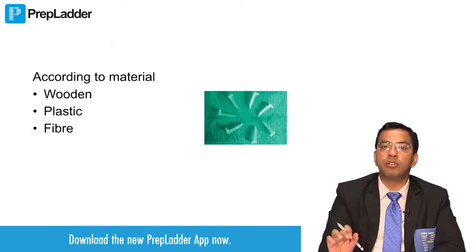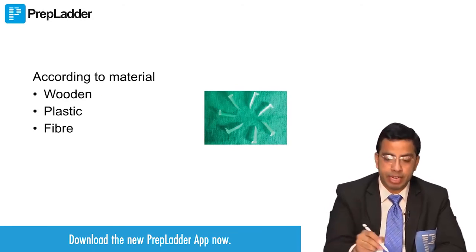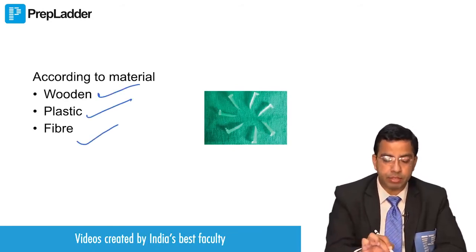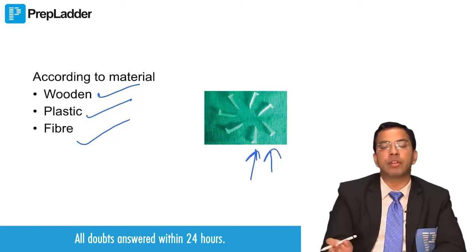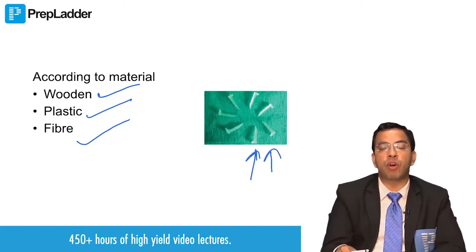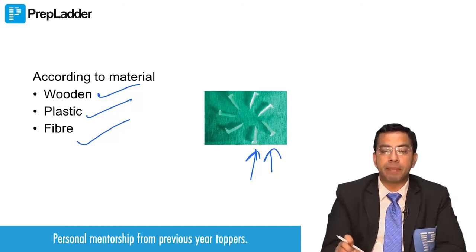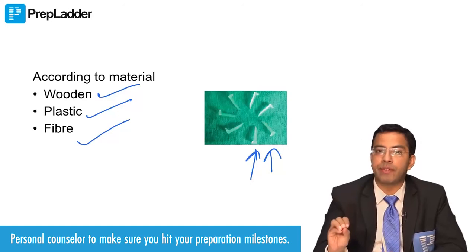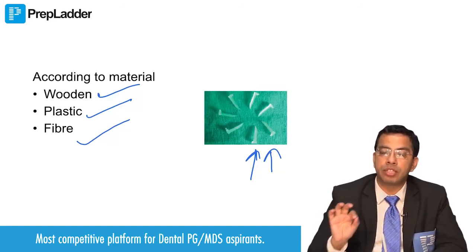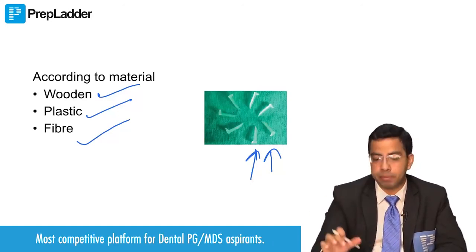Then according to the material they are made of, they can be wooden wedges, plastic wedges, or fiber wedges. These are fiber wedges. Fiber wedges are mostly used when you are doing composite restoration, because the fiber wedge will allow the light to pass through the wedge, so that even the gingival areas of the composite can be cured.